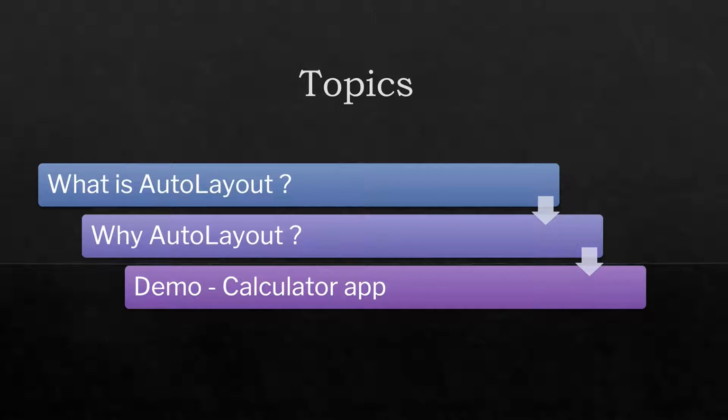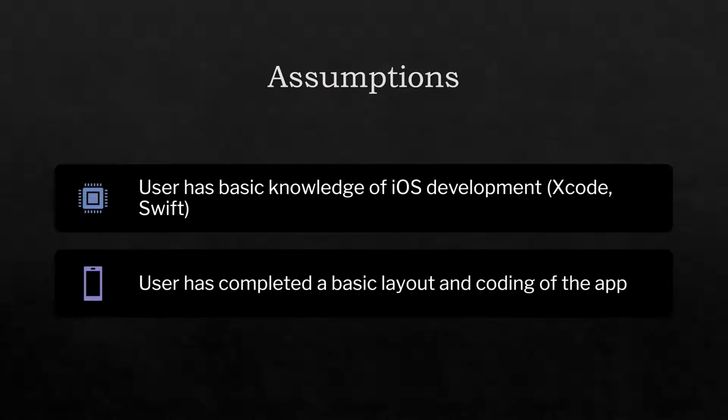Today, I'll be going over the following topics. I will be talking about what is AutoLayout, why do we need to use AutoLayout, and then I'll give a brief demo using a calculator app on how AutoLayout can help us save development time and maintenance time. For this video, I assume that the user has basic knowledge of iOS development through Xcode and Swift, and that the user has a basic layout and coding of the app already prepared before they watch this tutorial.